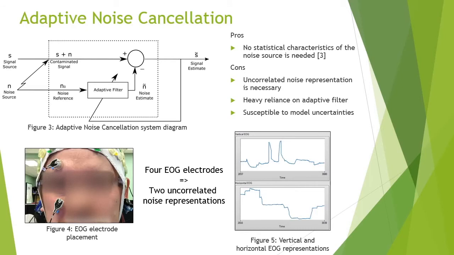For EOG removal, we get this representation of the noise by placing 4 EOG electrodes around the eyes. And then since it has to be uncorrelated with the signal, we subtract the top from the bottom electrodes and the right from the left electrodes, which removes the common neural signals and amplifies the noise source itself. Another con for this method is that it relies quite heavily on the adaptive filter to update weights, which then produces a noise estimate, and is also susceptible to model uncertainties.